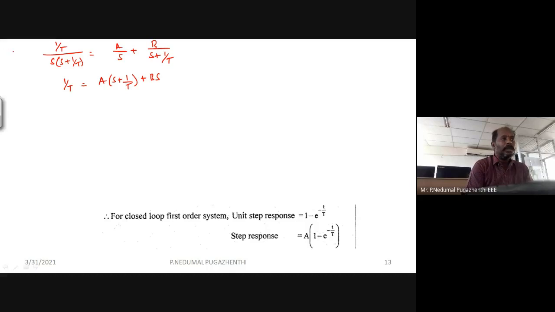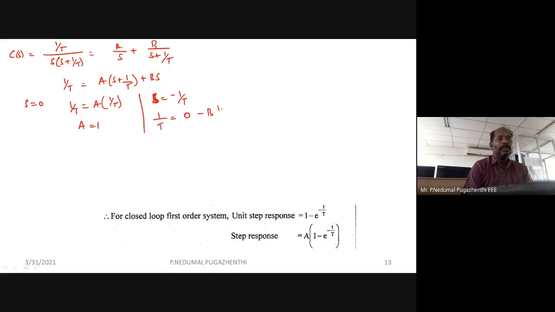Is that right? This is what you call C of S. The denominator gets cancelled and you get this equation. If you are able to find A and B, then you will be able to get back to the solution finally. How to find A? If you substitute S is equal to 0, you get 1 by t is equal to A into 1 by t, so A is equal to 1. And if you substitute S is equal to minus 1 by t, I will get 1 by t is equal to 0 minus B into 1 by t, so B is equal to minus 1.